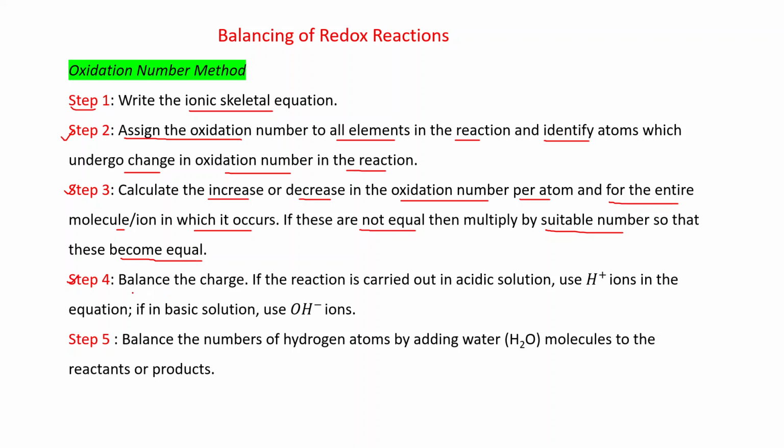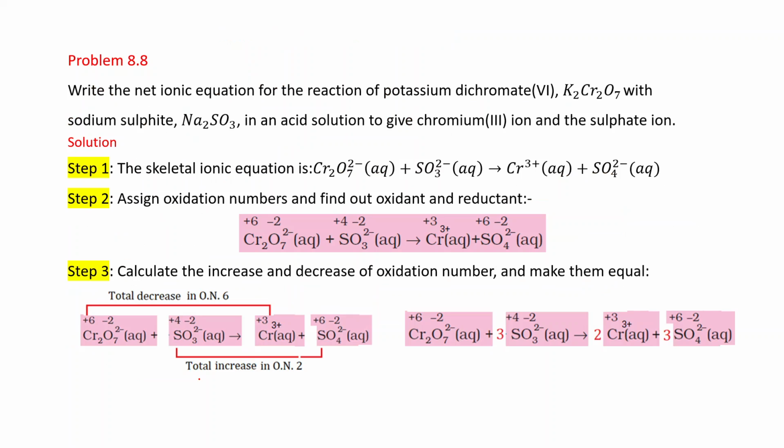Step 4. Balance the charge. Balancing of charge depends on the medium of reaction. If the reaction is carried out in acidic solution, use H plus ions in the equation, and if in basic solution, use OH minus ions. And the last step, step 5, balance the number of hydrogen atoms by adding water molecules to the reactants or products. And when we balance the hydrogen atoms, oxygen atoms are automatically balanced. These are the steps. Now we will discuss some questions.